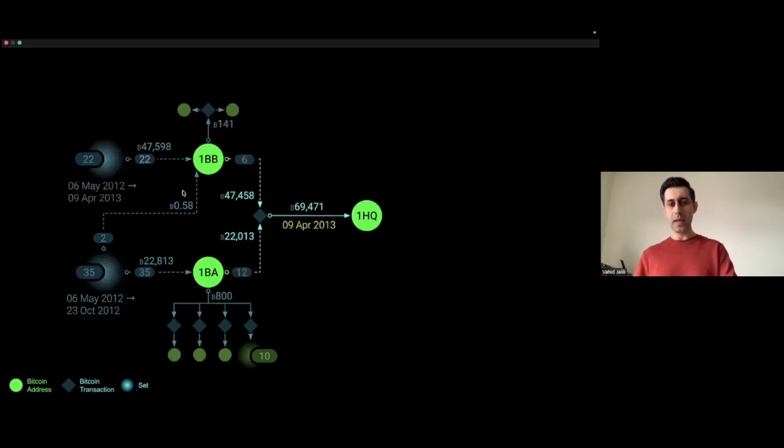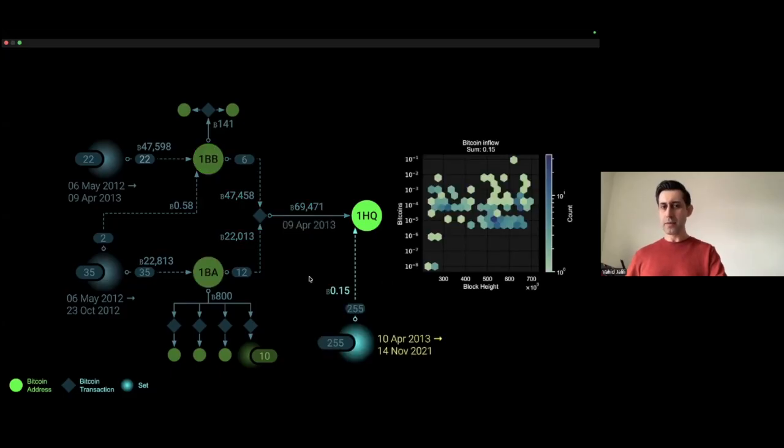Then on April 9th, 2013, these two transactions transferred their entire balance of about 69,000 Bitcoins to this address, 1HQ. This address didn't have any other significant inputs other than that 69,000 Bitcoins. Between April 2013 and 2021, in fact, it received 255 inputs, but the values were quite negligible, 0.15 Bitcoins only. And this is the distribution of the Bitcoins that it received.